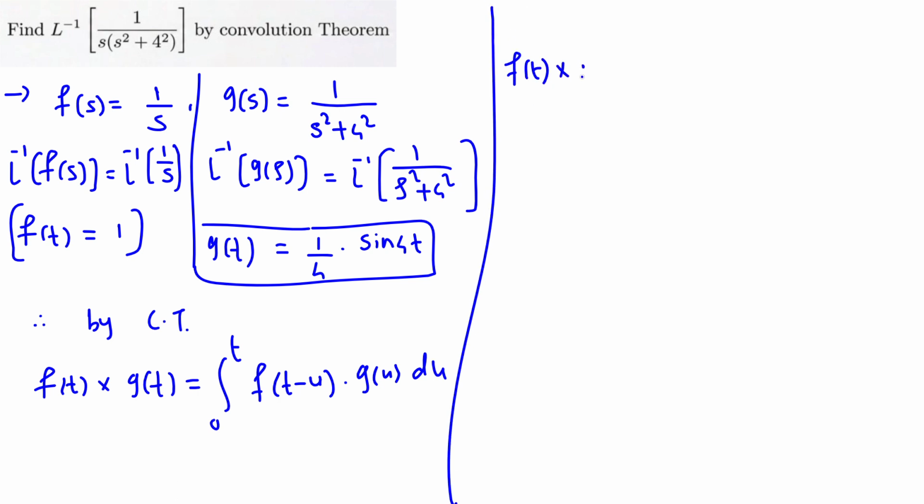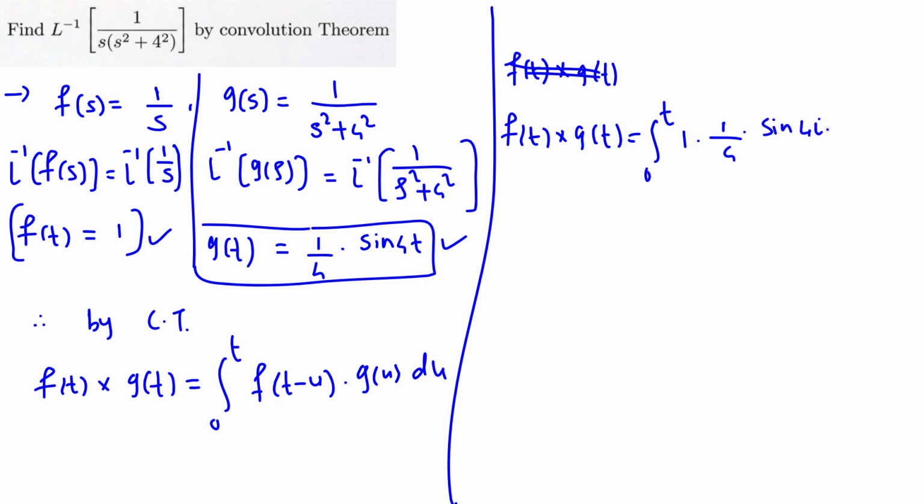Here, f of t into g of t is equal to integration of limit 0 to t. Again you can see f of t minus u. f of t is here 1, so no need to put the value of t here. t minus u, 1 will be as it is, into g of u. g of u means in g of t replace t by u, so 1 by 4, keep it as it is, into sine 4t. Instead of t I am putting u, so sine 4u du we will get, right?